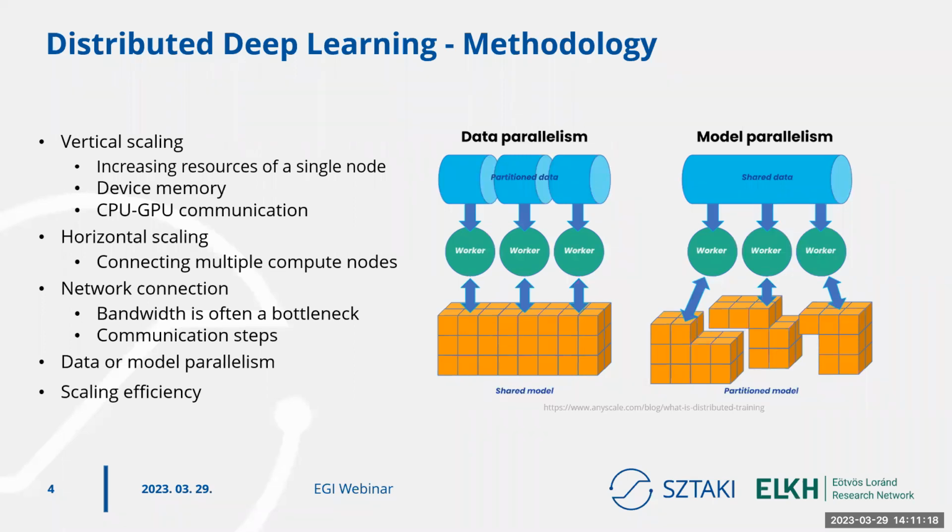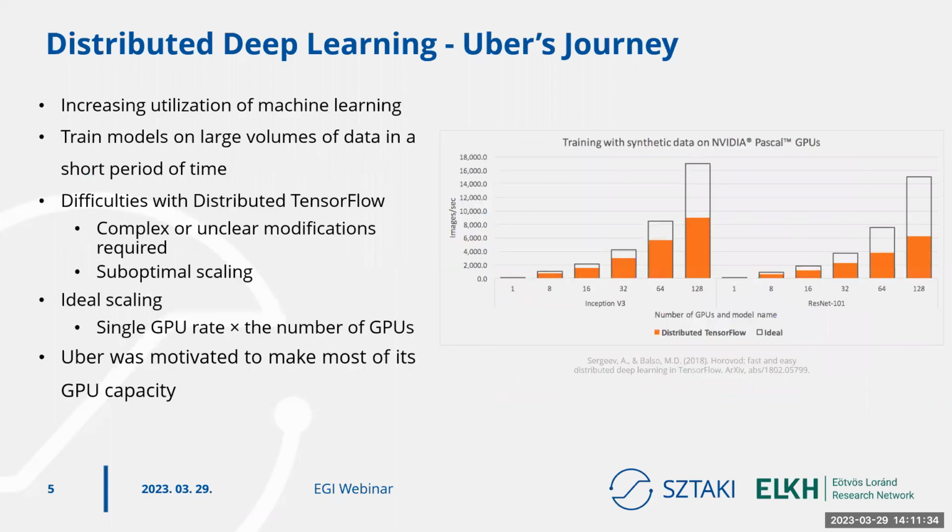We want this, of course, to be very efficient, because if the scaling is inefficient, then it is not worth it to buy additional compute nodes. But we'll see about the practical examples of scaling efficiency later. Now, I want to talk a little bit about how Uber started experimenting with distributed deep learning.